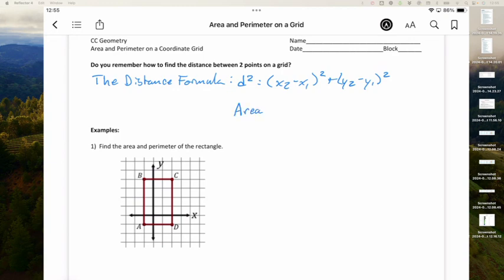Area is the amount it takes to fill something. Perimeter is the distance around something.